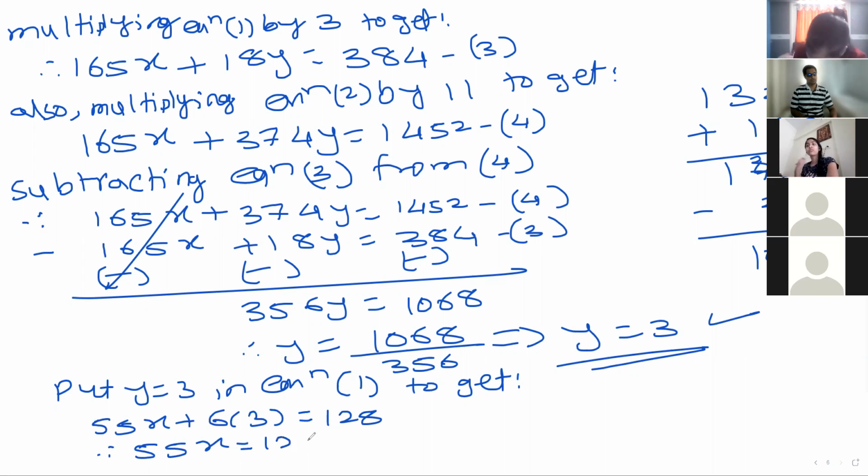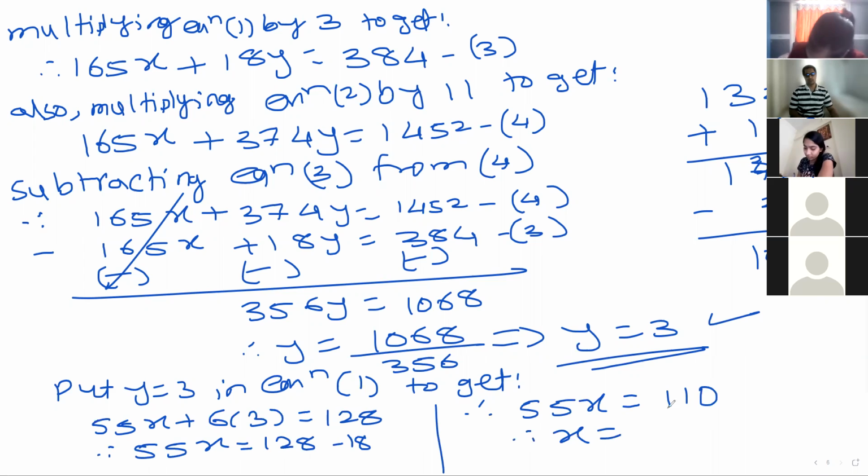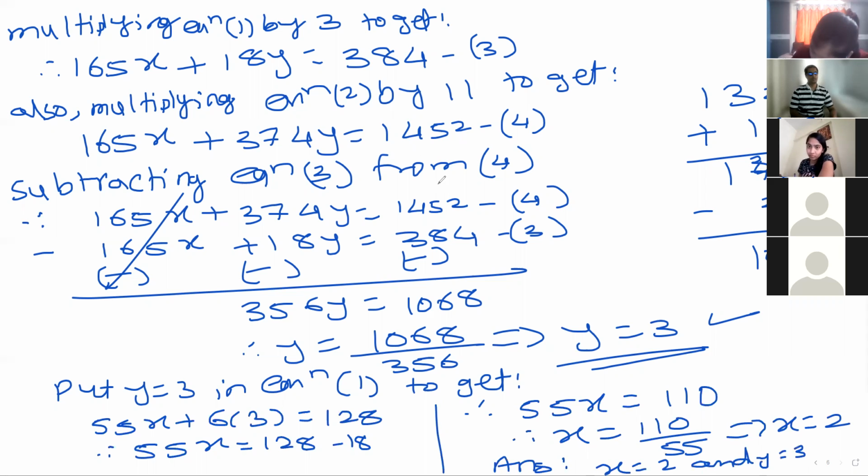What do you get? 55x is equal to 128 minus 18. So you get 55x is equal to 110. 55 2s are 110. So x is 110 upon 55. That means x is equal to 2. What is the solution? x is equal to 2 and y is equal to 3. Okay, so the solution is very simple, easy. The numbers are small in the solution, but while doing the calculations, the numbers are big.